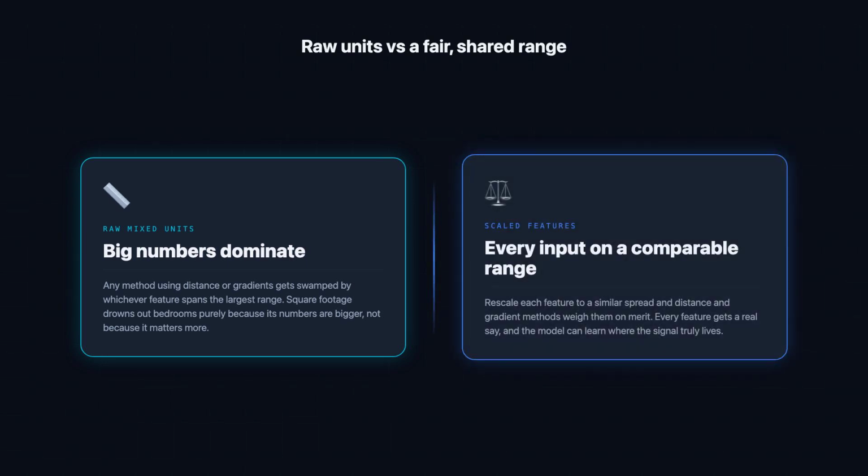Scaled features put every input on a fair, comparable range. Once each feature is rescaled to a similar spread, distance and gradient methods weigh them on their merits rather than their units. Now, bedrooms and square footage each get a real say. The geometry of the data becomes meaningful, and the model can actually learn which feature carries the signal.